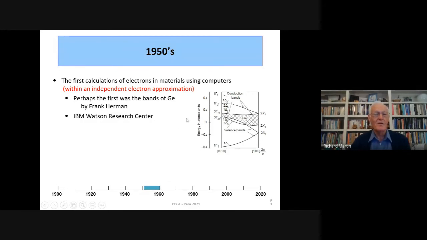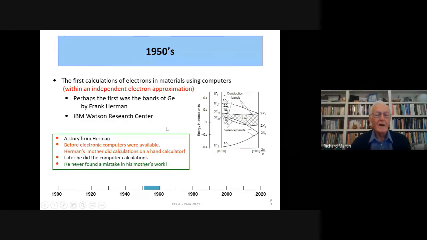There's an interesting story behind this as well. Hartree's father did a lot of calculations. Well, Herman's mother did calculations before the computers were available. And Herman said that after he was able to do the calculations on the computer, he went back to check, and he never found a mistake done by his mother.